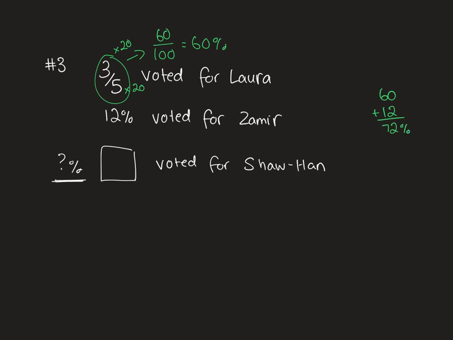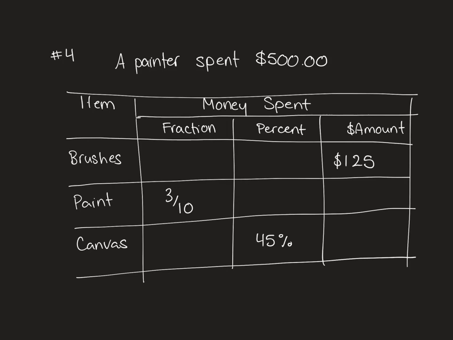And our final step, so we then need to figure out what's left. So if we take 100%, because that's one whole, and subtract 72, then that is going to give us 28. So 28% voted for Shahan.